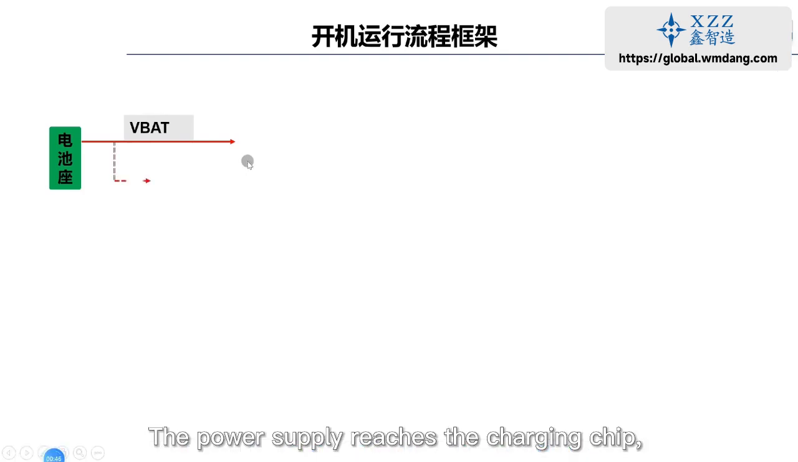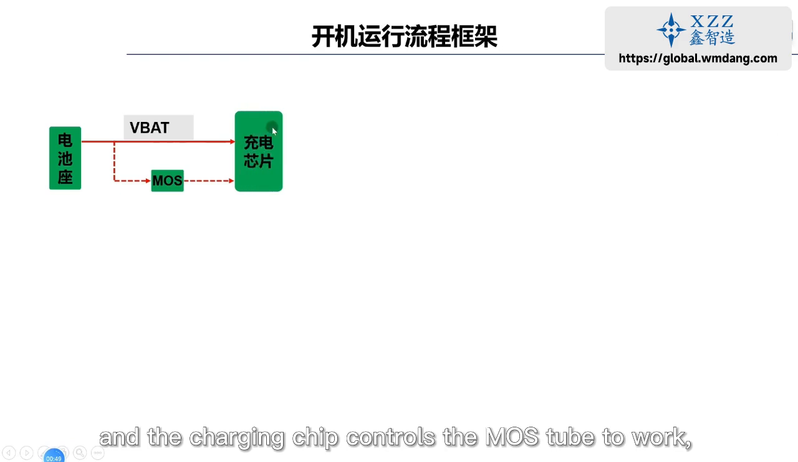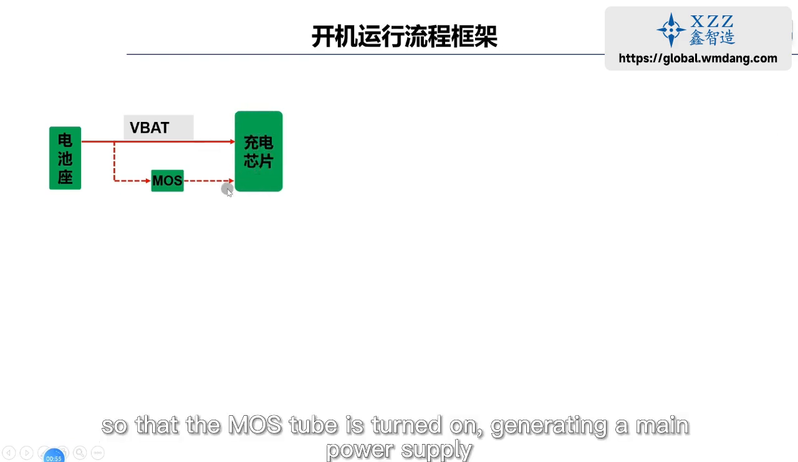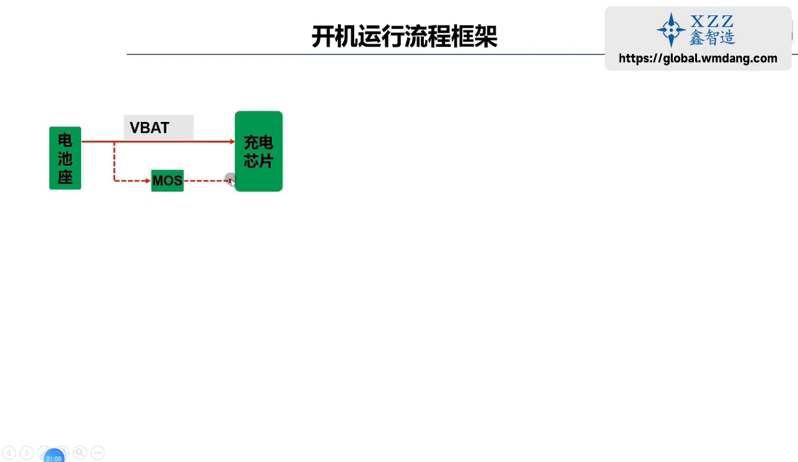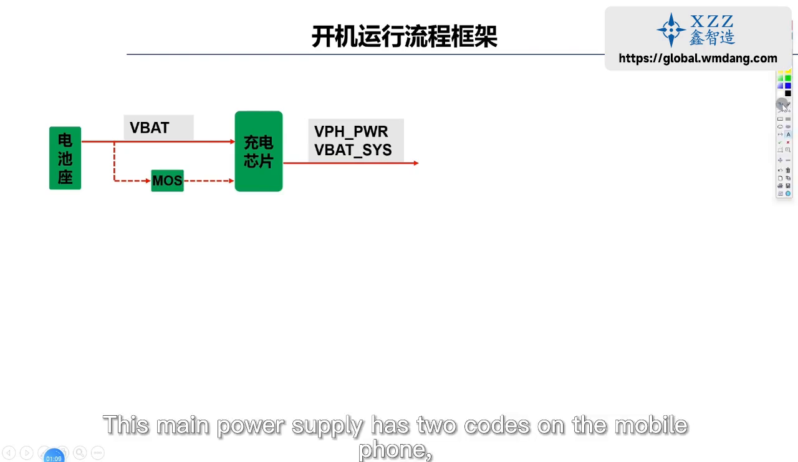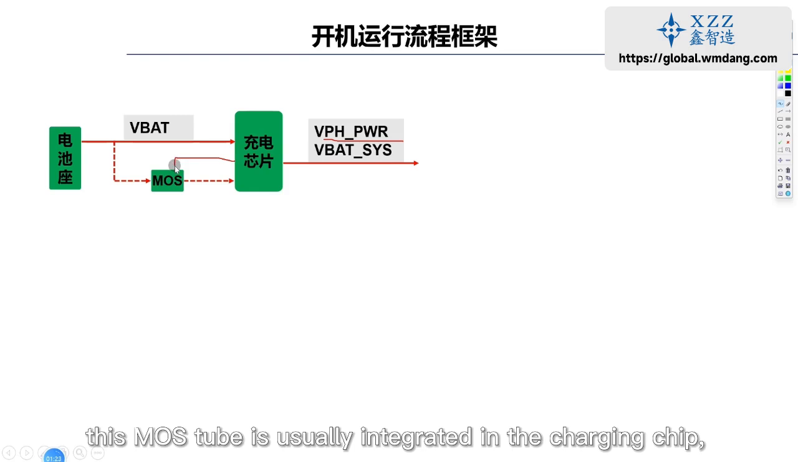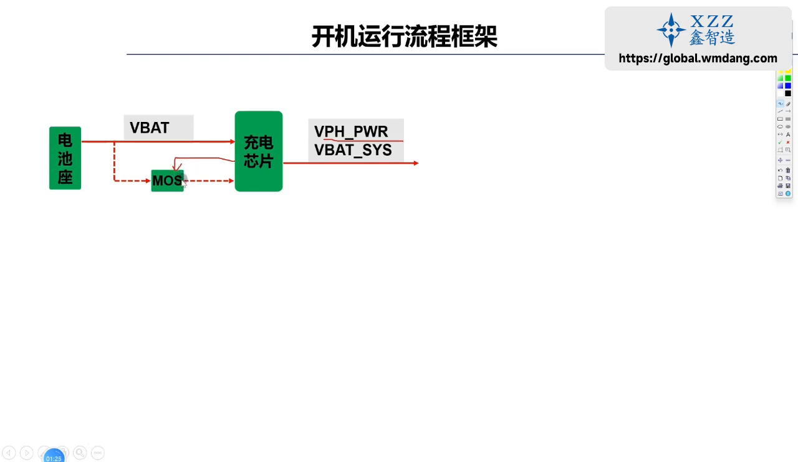The power supply reaches the charging chip, and the charging chip controls the MOS tube to work, so that the MOS tube is turned on, generating a main power supply. This main power supply has two codes on the mobile phone, VPH_PWR and VBT_SYS. In Android phones, this MOS tube is generally integrated in the charging chip. So we draw a dotted line here.